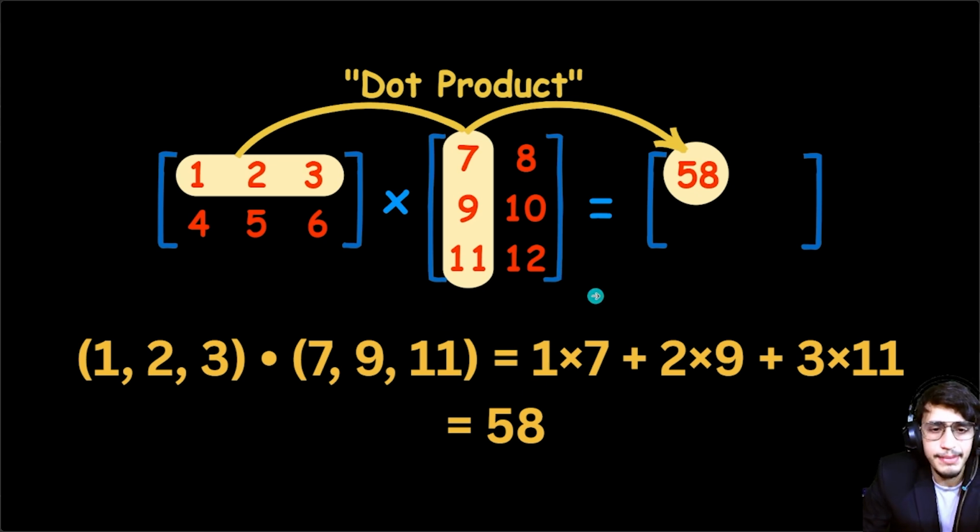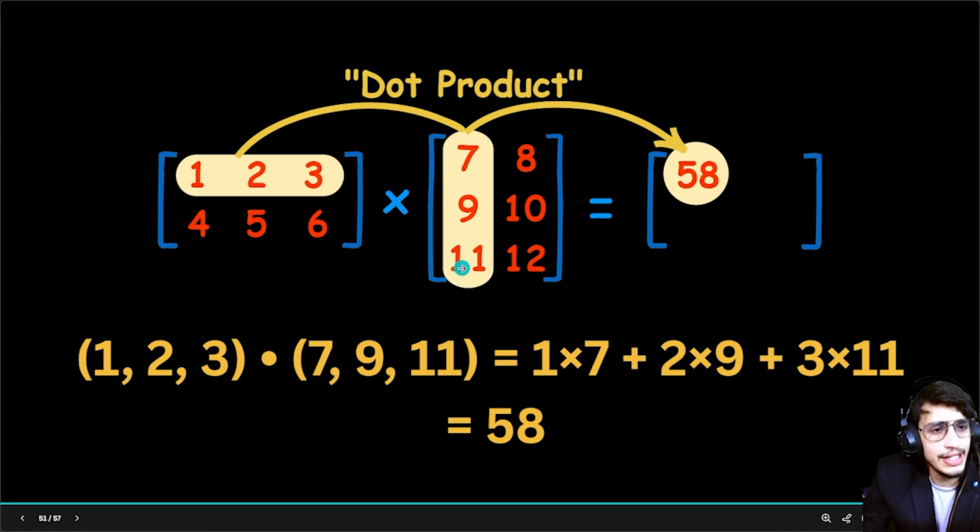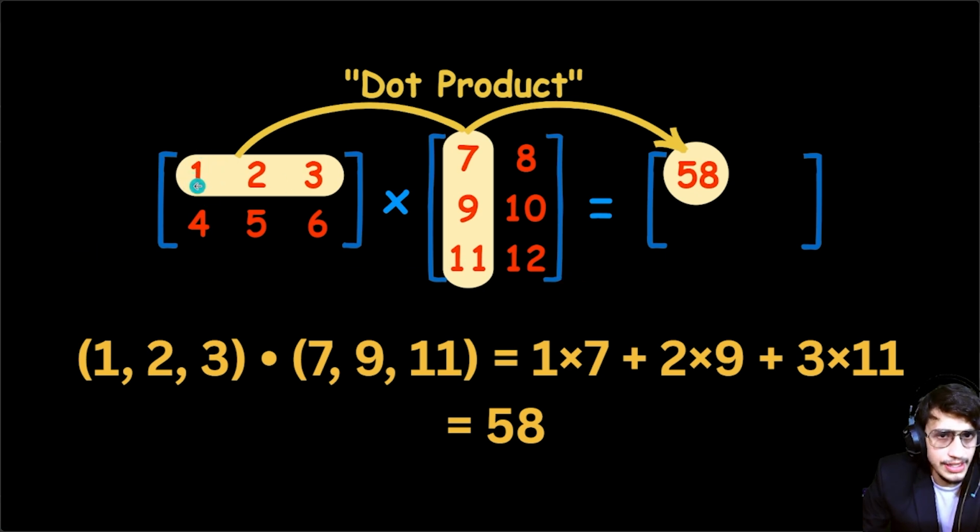Okay, in matrix multiplication we will do the dot product. What is the dot product? We take the first element from here, multiply with this, then take the second from here and multiply with 9, then 3 with 11, and we just add them up: 1 into 7 is 7, 2 into 9 is 18, 3 into 11 is 33. We add them and it will give 58. Then we multiply this to this and we get this, and this to this and we get this.